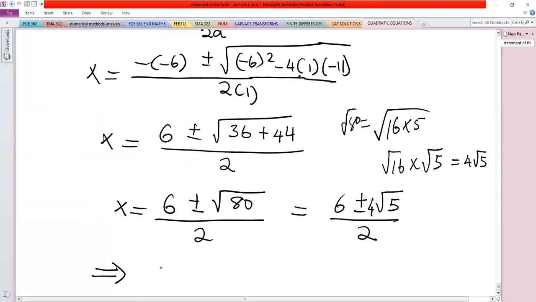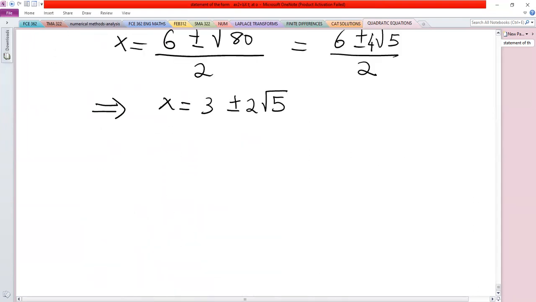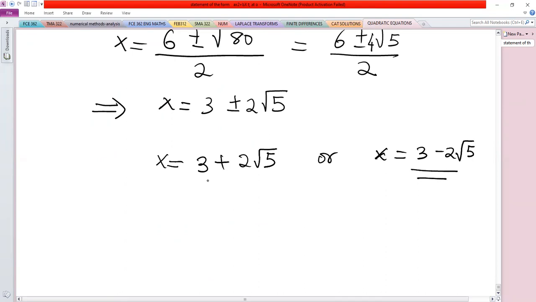So which means x equals, now 6 divided by 2 is 3, 4 divided by 2 is 2 root 5. So therefore, the roots for this equation are x equals 3 plus 2 root 5, or x equals 3 minus 2 root 5. So these are the solutions to that given problem.